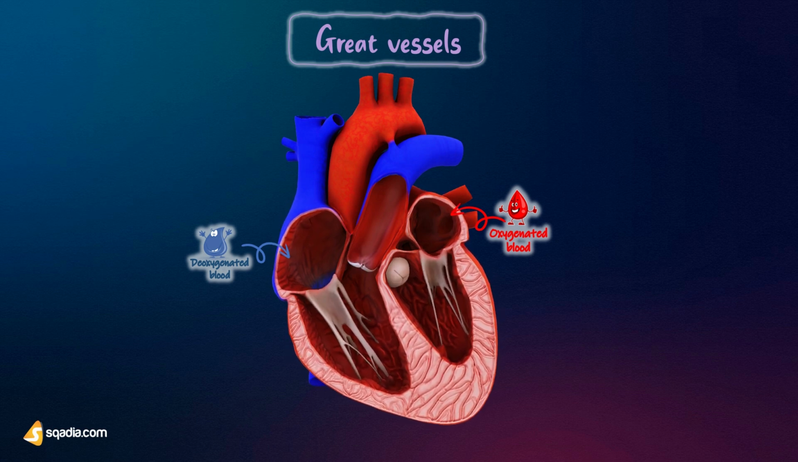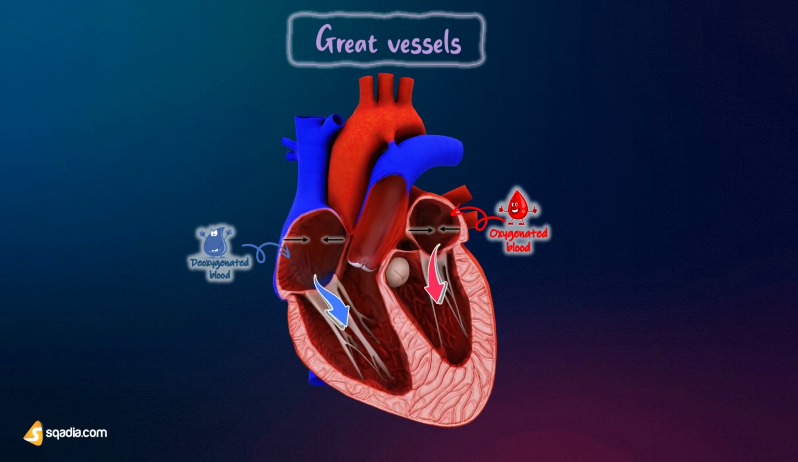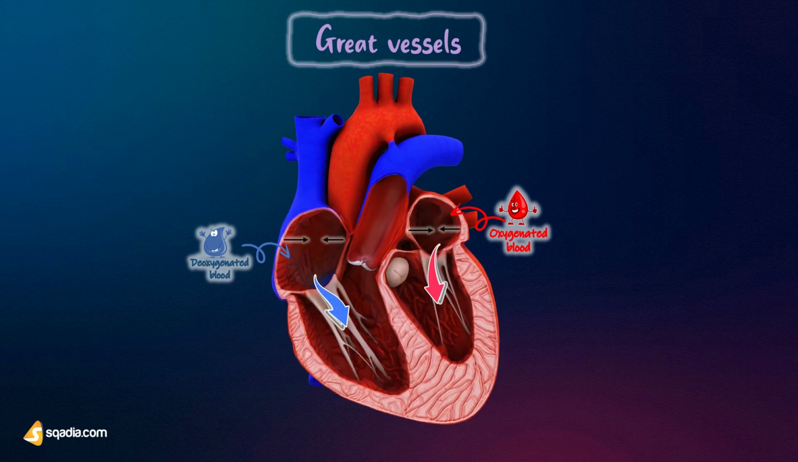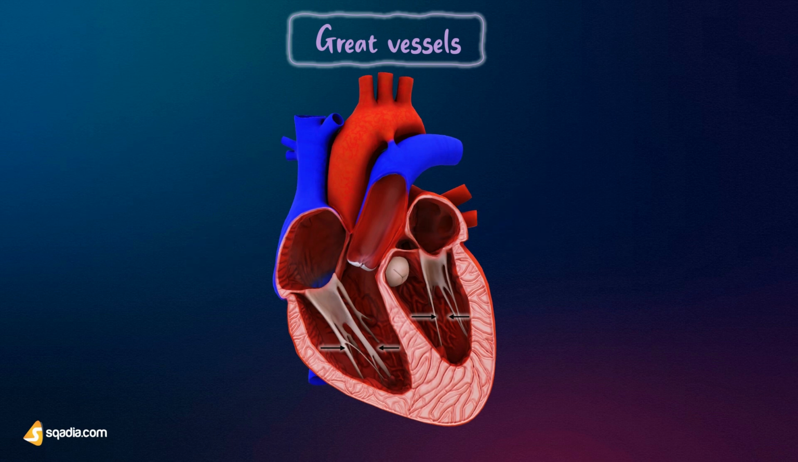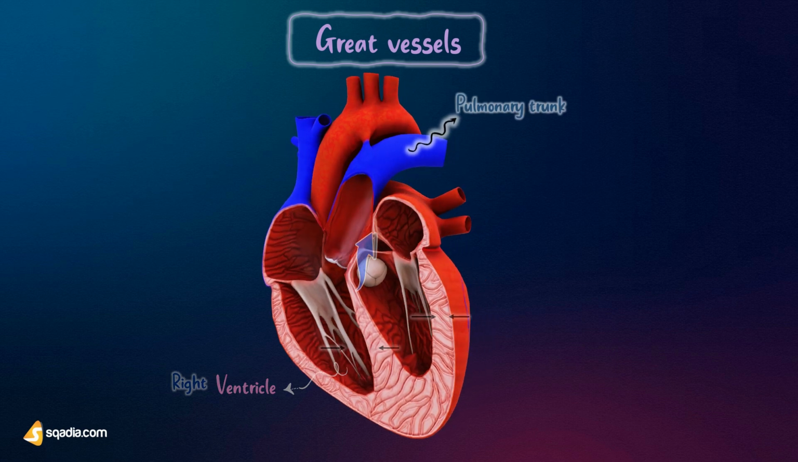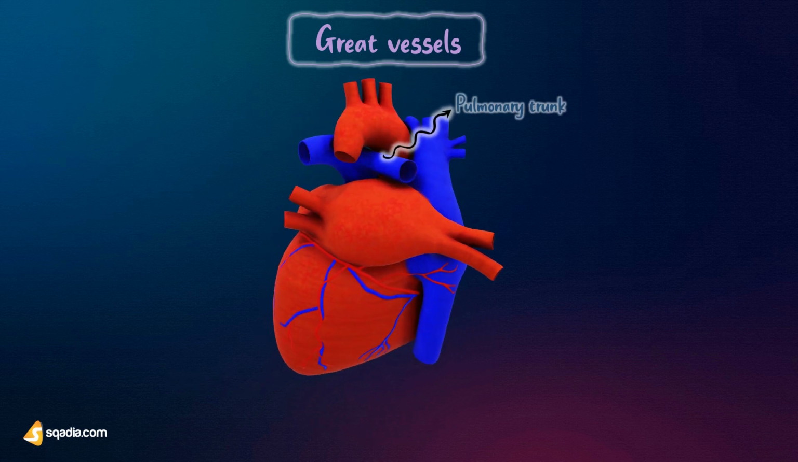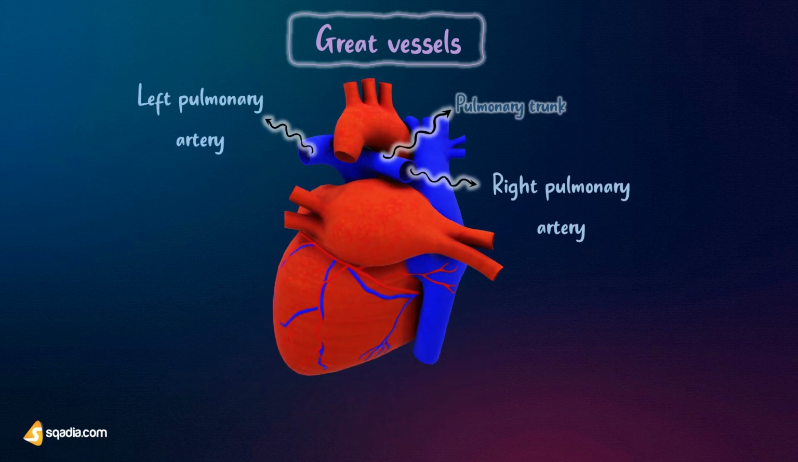Now when both these atria contract, they push this blood into the lower chambers of the heart, that are the ventricles. When these ventricles contract, the pressure inside ventricles increases, and the blood from the right ventricle enters the pulmonary trunk, which divides into the left and right pulmonary arteries. That takes deoxygenated blood to the lungs, hence they appear blue.